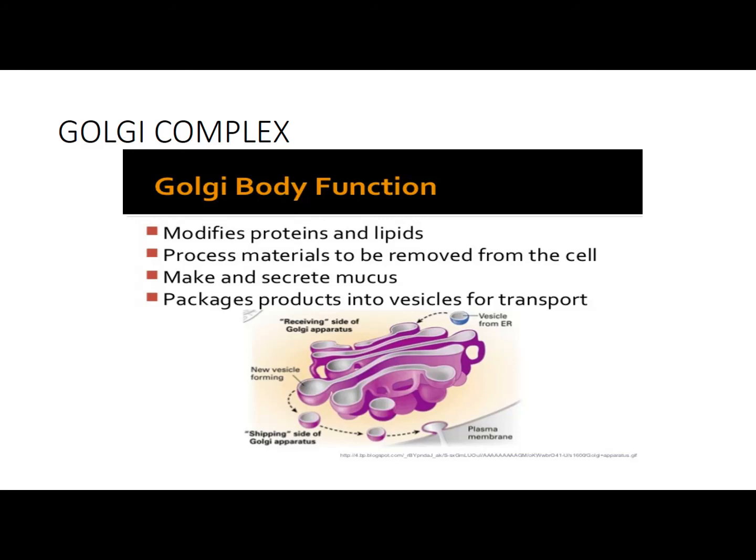The main functions of Golgi complex are that it modifies protein and lipids, and it removes material from the cell. This means if any extra or excess material is made, it is removed by Golgi complex. Then it secretes mucus. Mucus is a thick material that comes out in the cell. And last of all, it makes products for transport. This means the products which are transported to other parts of the cell are controlled by the Golgi complex.